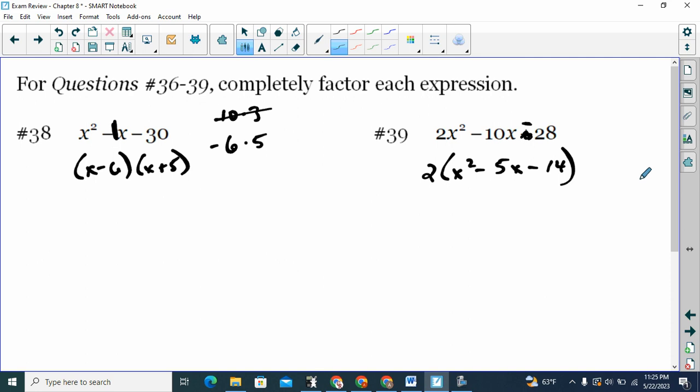We need to find two numbers. They should multiply to negative 14 and add up to negative 5. 7 times 2 gives us 14. 7 minus 2 is 5. To multiply to negative 14, I need a positive number and a negative number. Should add up to negative 5, so the bigger number is negative. Negative 7, positive 2. X minus 7, x plus 2. Don't forget about that 2 we factored out earlier.